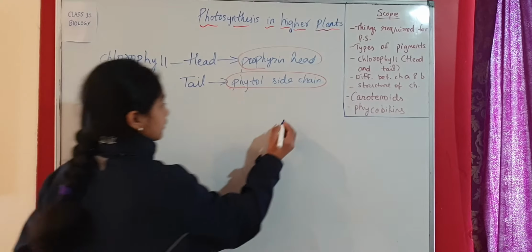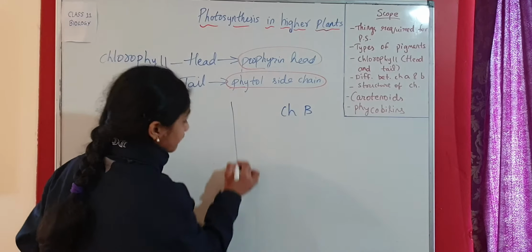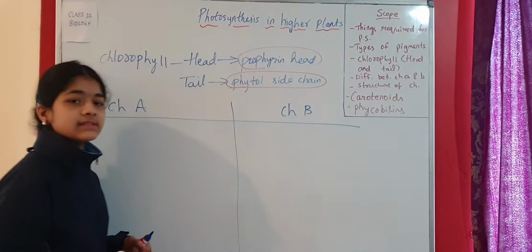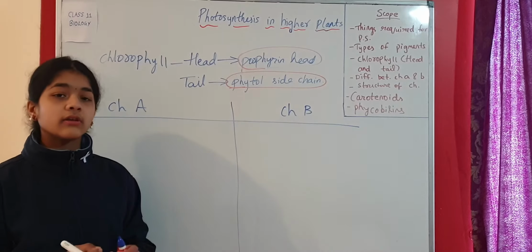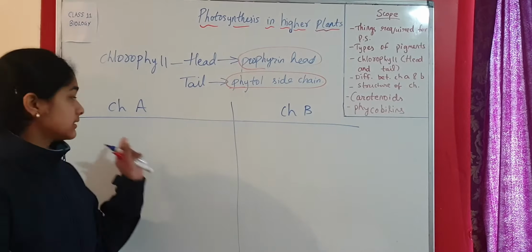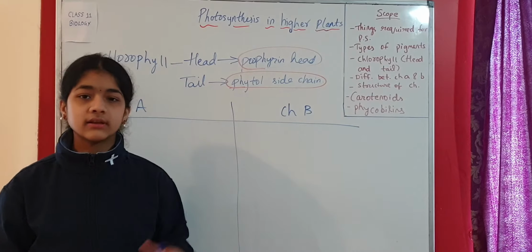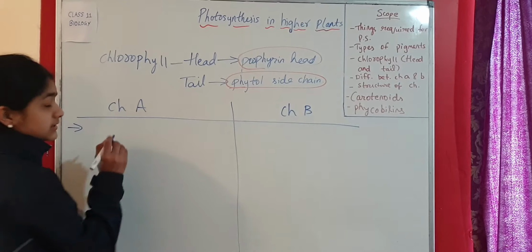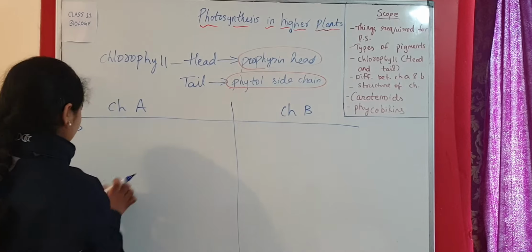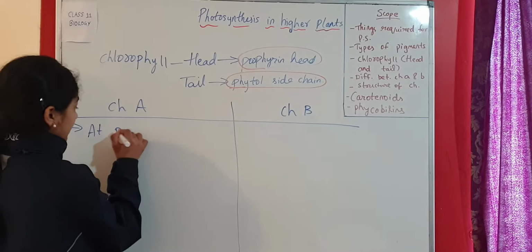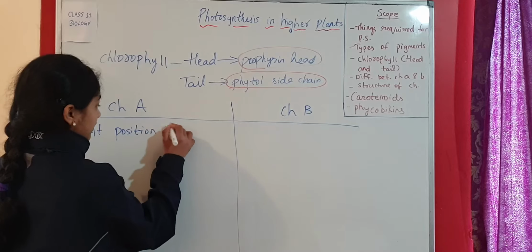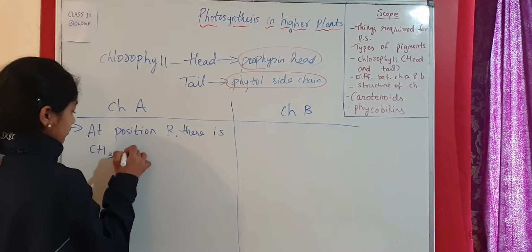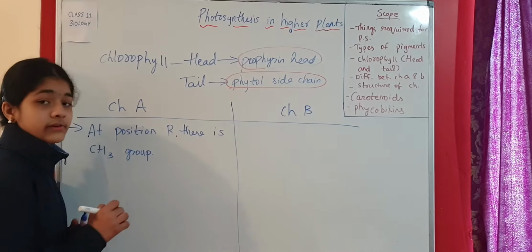Coming to the next part, the differences between chlorophyll A and chlorophyll B. Chlorophyll A and chlorophyll B are the most important chlorophylls, but chlorophyll C, chlorophyll D are also important, but not as essential for photosynthesis. Chlorophyll A and chlorophyll B are the main pigments required for photosynthesis. The first characteristic of chlorophyll A is that at position R, there is a methyl functional group.